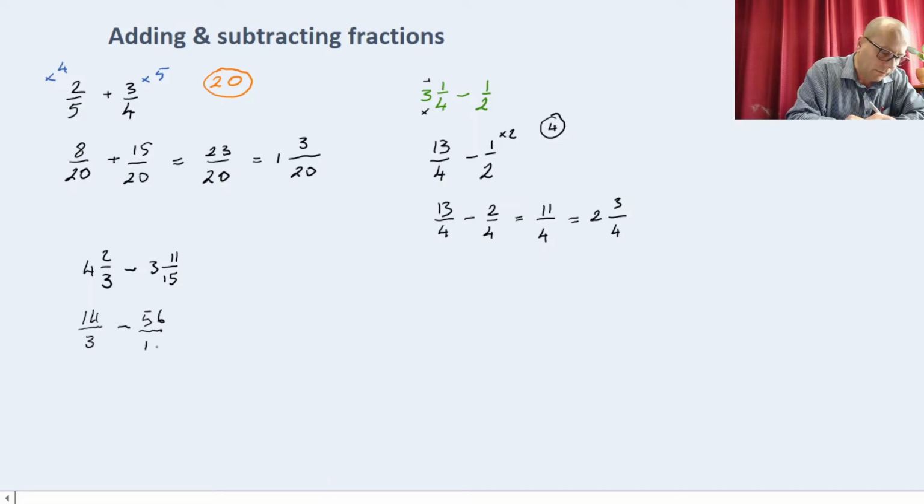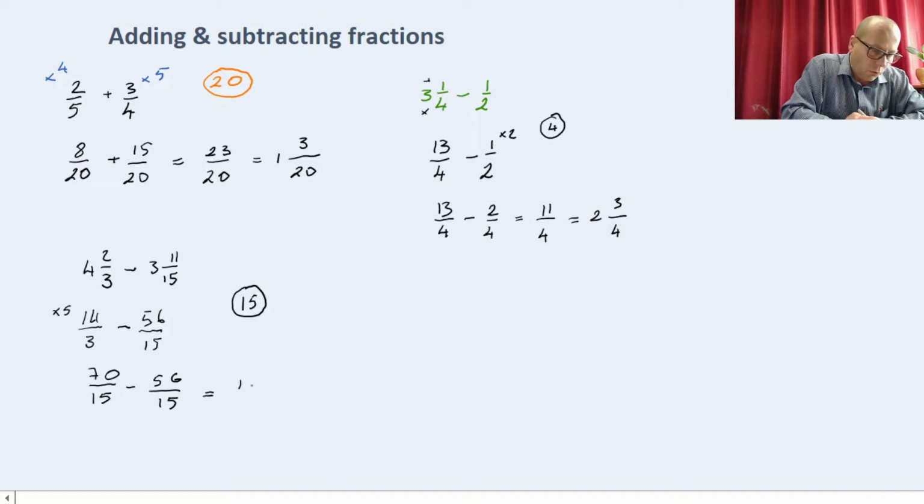over 15. Common denominator, it's 15. So multiply only the first fraction by 5. So that becomes 70 over 15 minus 56 over 15. And that is 14 over 15. That's a proper fraction.